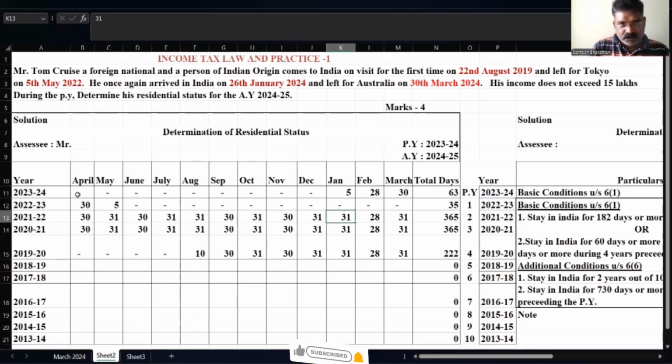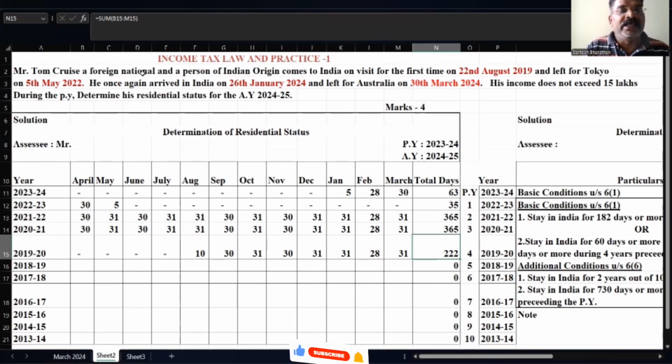Okay, so this is the number of days chart which we have prepared. In the previous year, he was there for 63 days. In the year 2022-23, 35 days. Then 2021-22, 365. Then 2021, 365, and 2019-20, 222 days. He was there in India. Rest all the years he was not there, so we need not go back. That is understood. We'll put it as 0. So I'll go back to the problem.